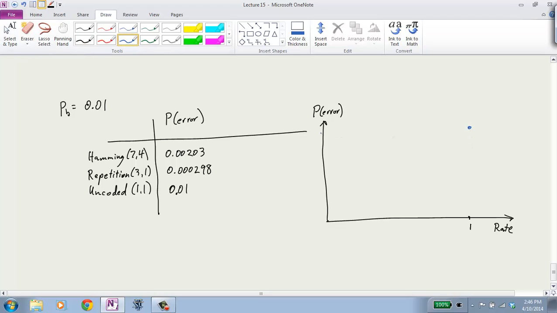So this, I guess, is 0.1. And then we have the repetition code down here. Sorry, repetition is all the way down here at 1/3. But the error probability is much less. It's only 2% of that first one. So it's way down like this.